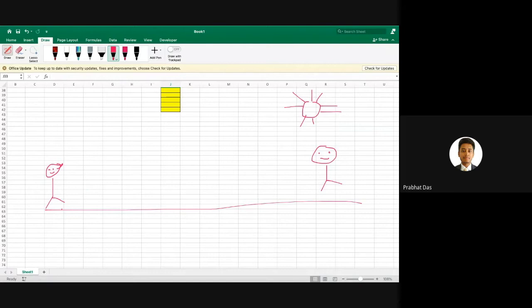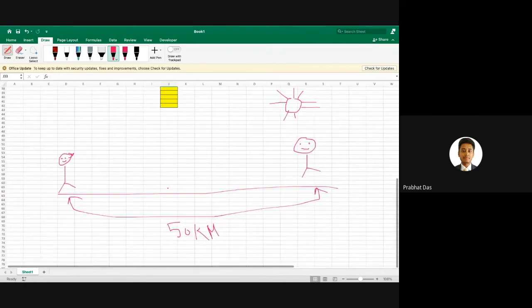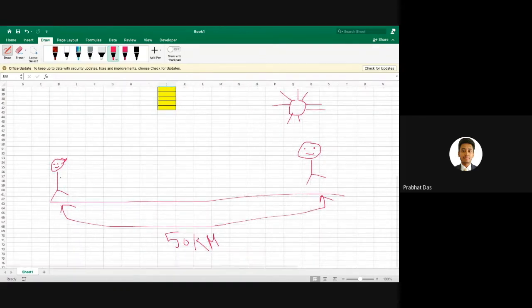The distance between Rishi Saikya and Arman Das is 50 kilometers. It's a hypothetical situation. Students, please try to understand that this is a hypothetical situation. So the distance between Rishi Saikya and Arman Das is 50 kilometers.